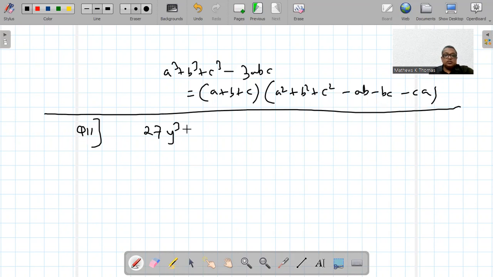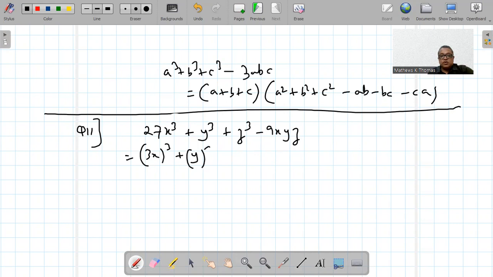The question is factorize 27x cube plus y cube plus z cube minus 9xyz. This is our question. So what I need to do is write it as a cube, that is 3x whole cube. This is y whole cube. This is z whole cube. A cube, b cube, c cube minus 3abc, right? So 3 into 3x into y into z. When I multiply this, I'm getting this, right? So a cube, b cube, c cube minus 3abc. What is my answer? Answer is this.